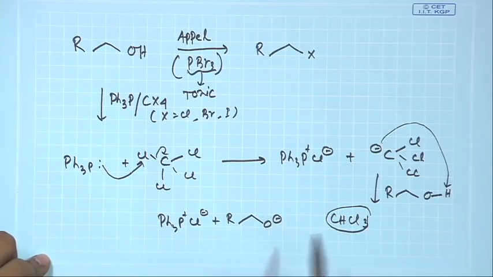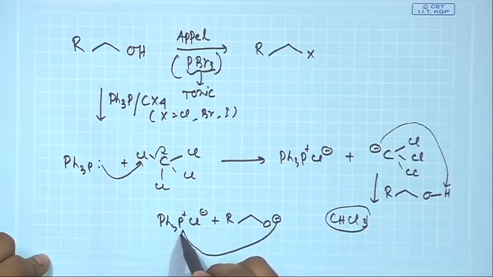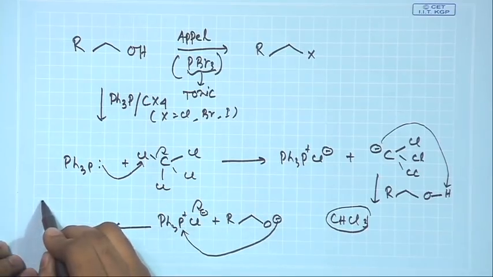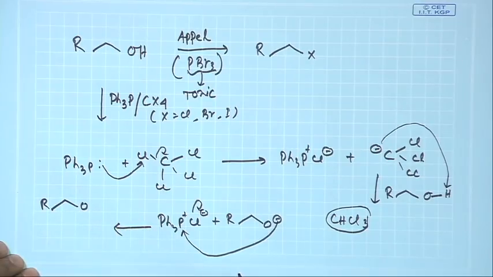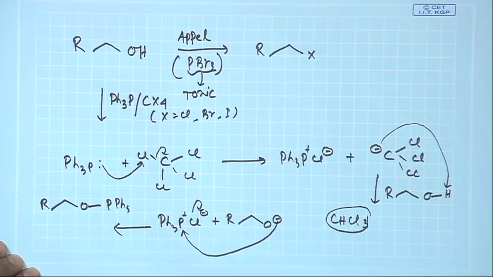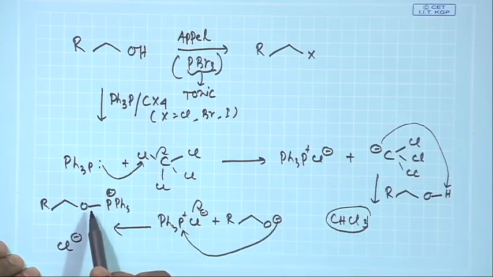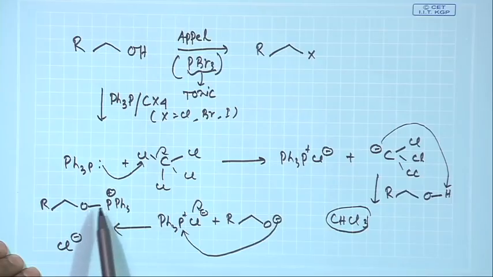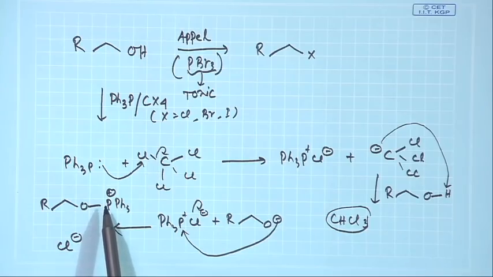Now, this O minus attacks this phosphorus with the loss of a chlorine atom, and it gives you RCH2O-PPh3 plus. Now, the Cl minus, which has been expelled by the alkoxide attacking the triphenylphosphine, as I say, the driving force is making an oxygen phosphorus bond. Remember, we talked about in the Mitsunobu reaction, alcohols are very bad leaving groups. You are trying to make an oxygen phosphorus bond. A similar kind of mechanism also operates in the Mitsunobu reaction. You might have encountered it in the Wittig reaction also. Triphenylphosphine oxide is the byproduct.